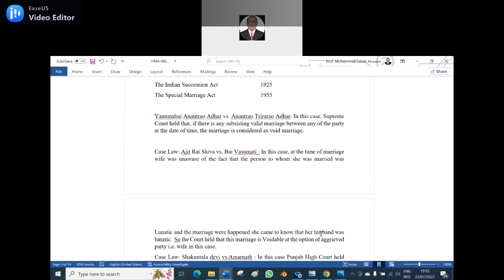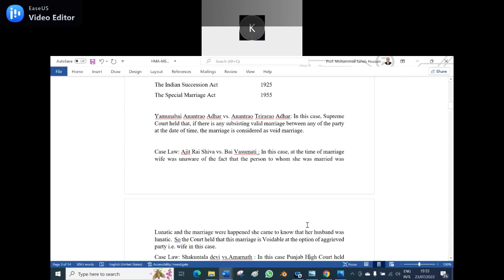A question may be asked in the exam, and they give different cases. Among them, the right case law is the one where a lunatic is married, at the time of the marriage the wife doesn't know, but later she came to know that he is a lunatic. At that time, the option is given to the wife for a voidable marriage. What is the case law name? Yes, that is the case law.